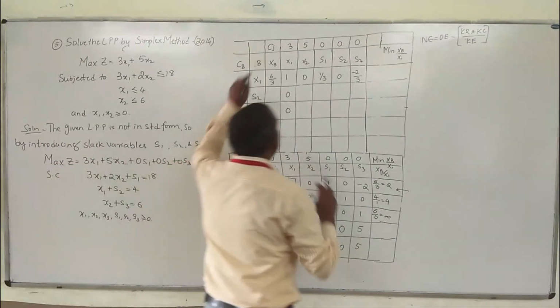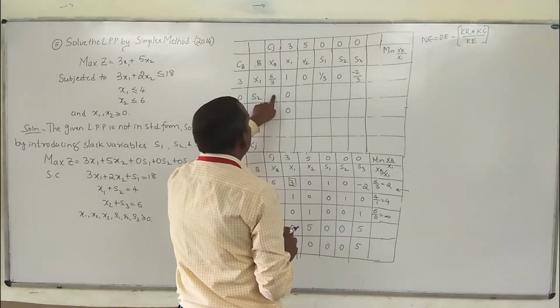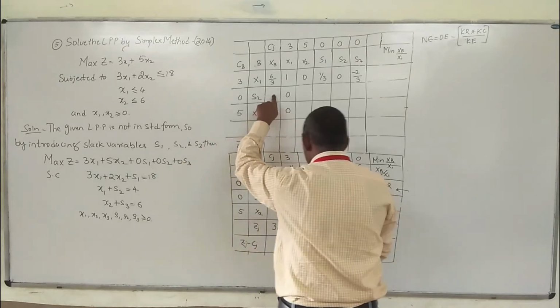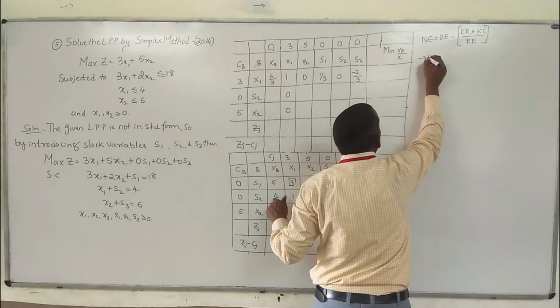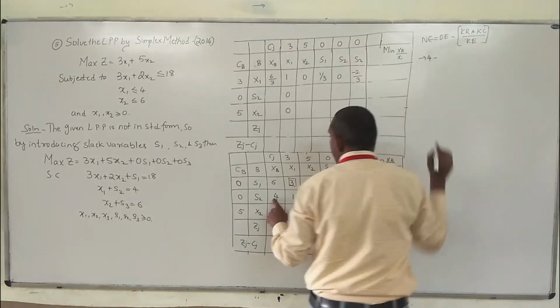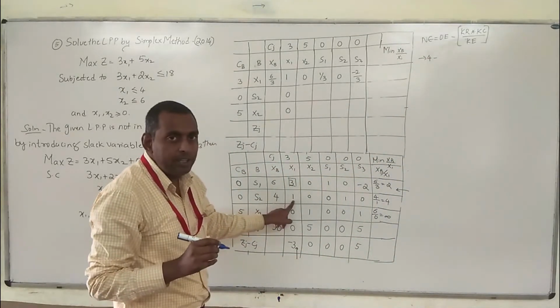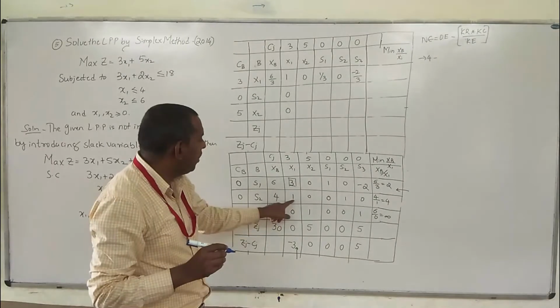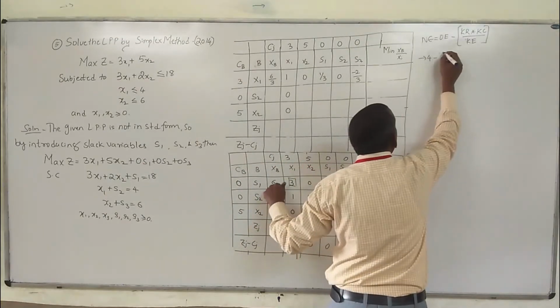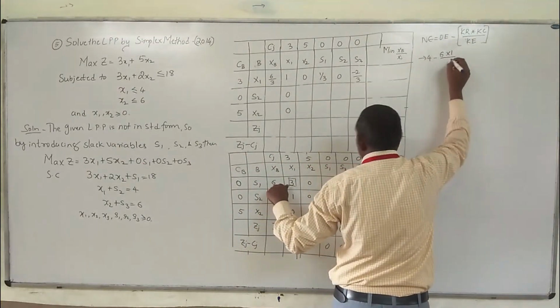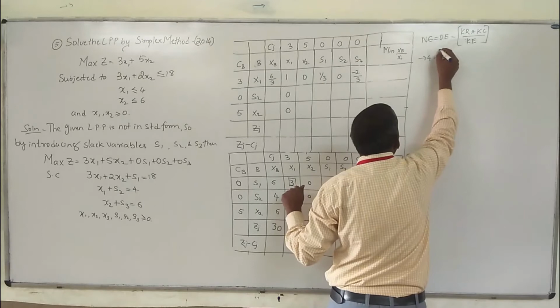So let me start with this one. Fine, with this one. So what is the previous value, the old value? It is 4 here. So it is 4 minus key row. What is the key row? Key row is 1, and what is the key column? That is 6. So it is what? 6 into 1 divided by key element, that is 3.